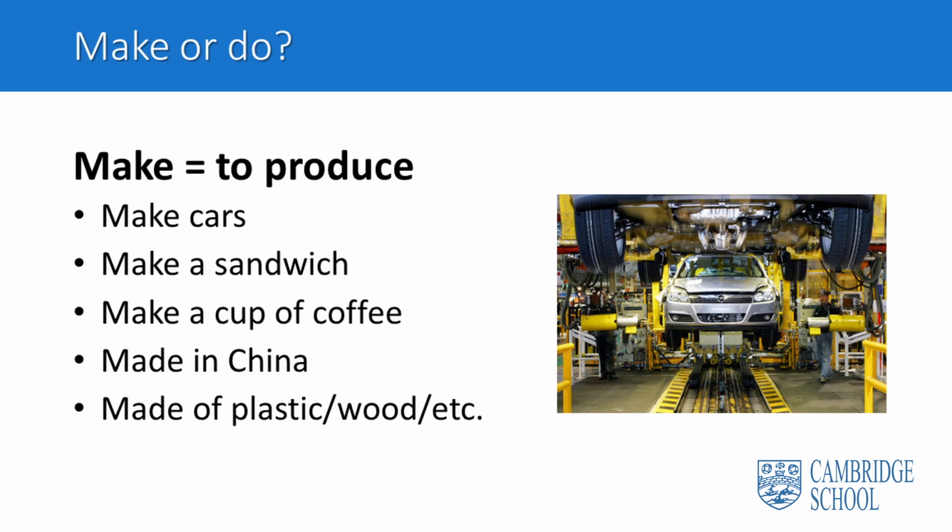We use the past participle of make, made, to talk about the origin of a product. For example, something can be made in China. My phone is made in China. And we can talk about the material used to create the object. My phone is made of plastic. The table is made of wood.